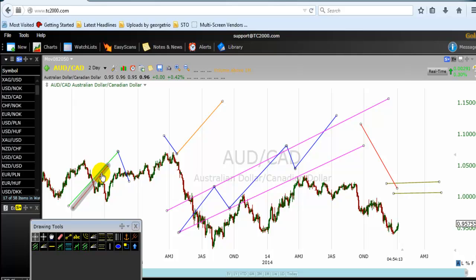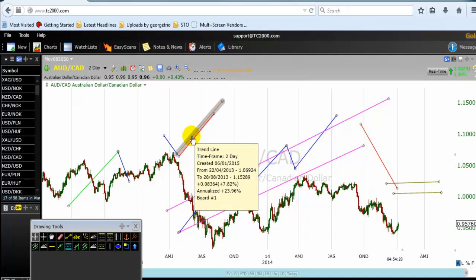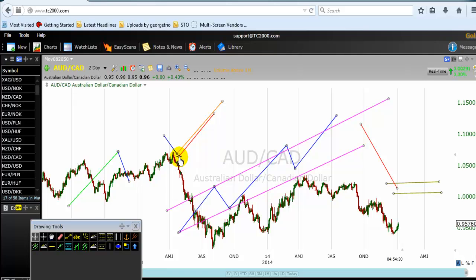This is a violation of the wave principle. If I compare again the red line to the orange line, which is the third Elliott wave to the fifth wave, as I draw it here, you can see that the red line is shorter than the orange line.